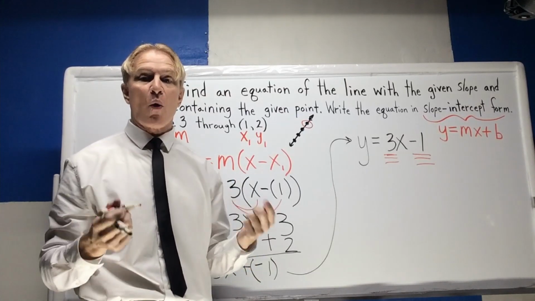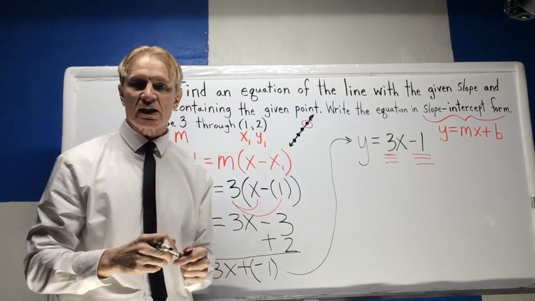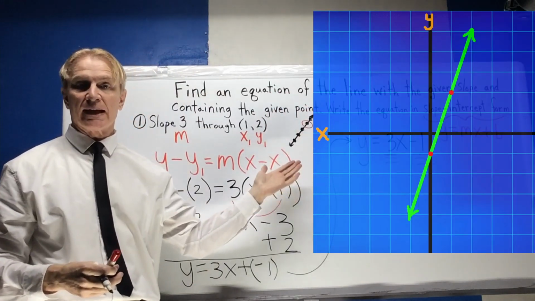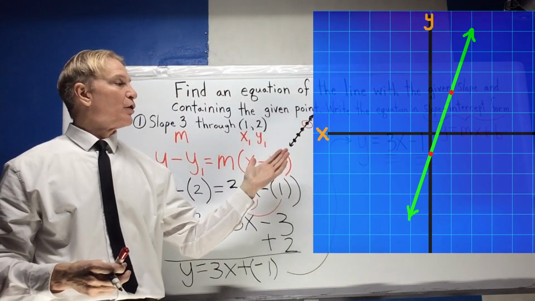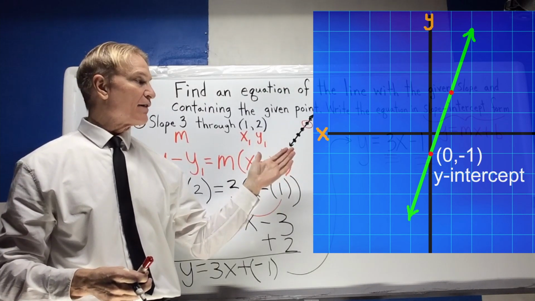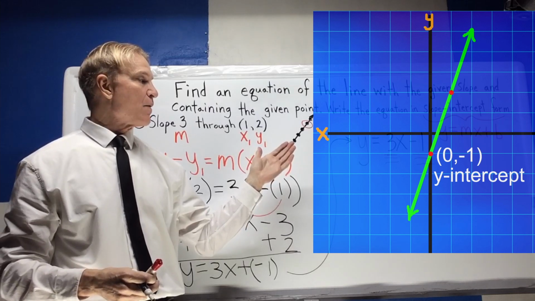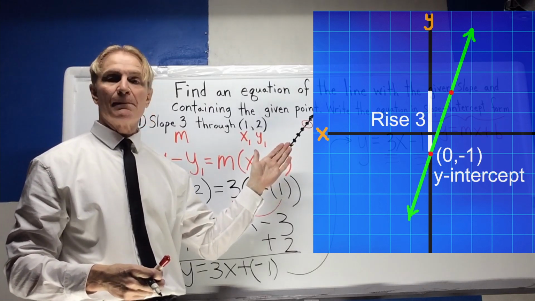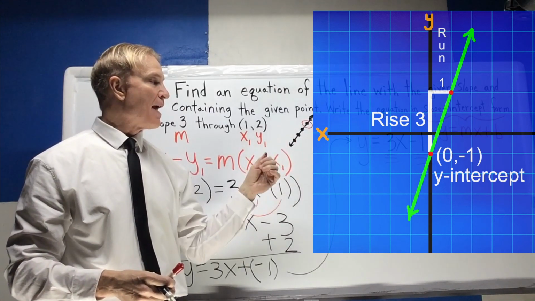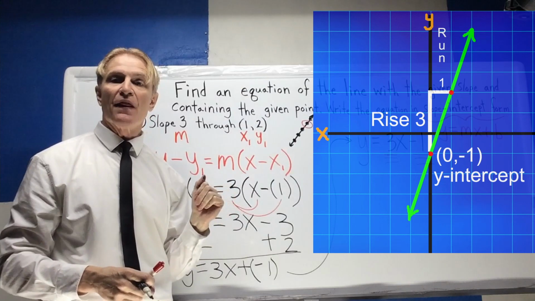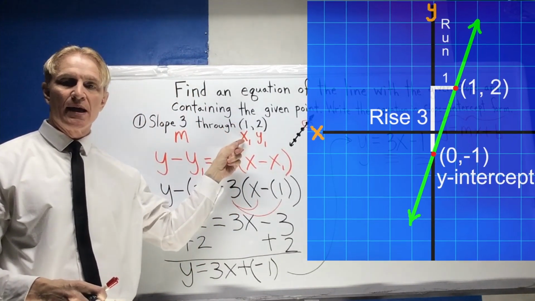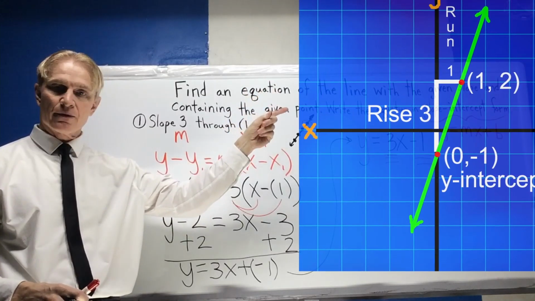So here's what it looks like in graph form. It'll look something like this, where you see that we're crossing the y-axis at negative 1, and then we're going up 3 and over 1 from there, and then that gives us a line, and on that line you can see the point (1, 2) right here.